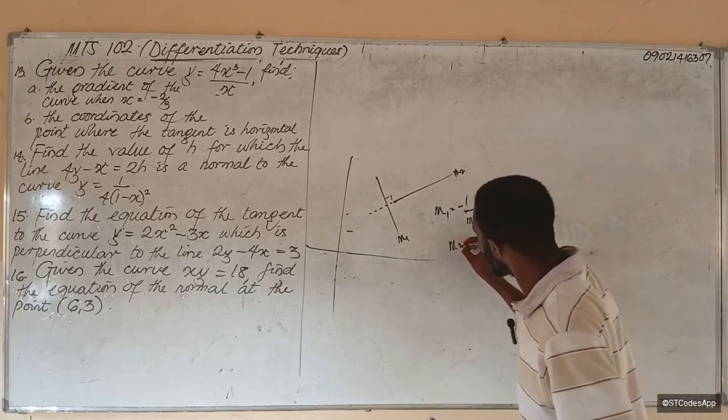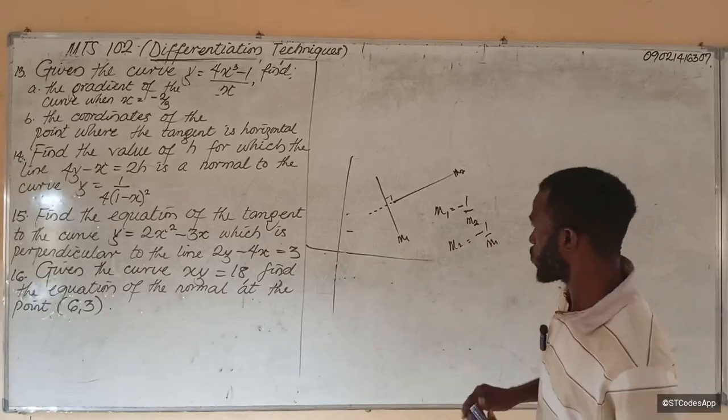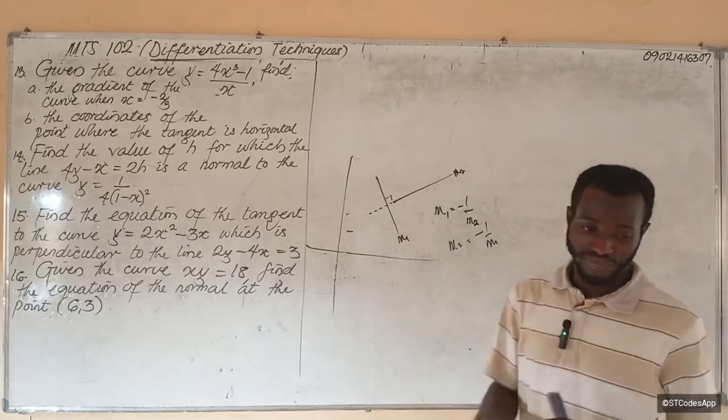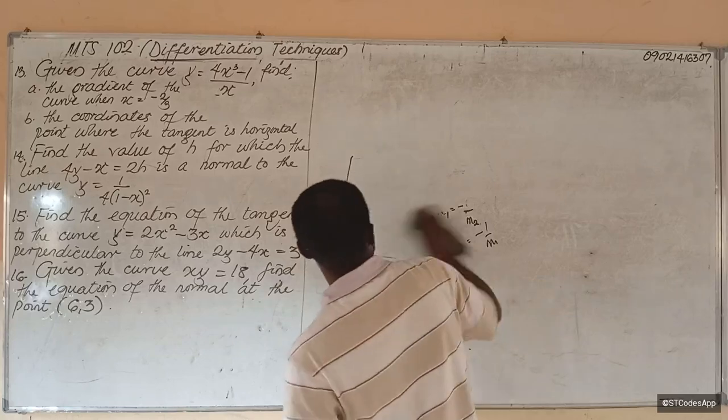So m2 is also the negative inverse of m1, either way you put it. You must know these two. Know those two equations I gave you for parallel and perpendicular lines.